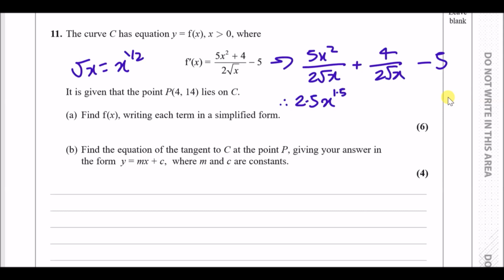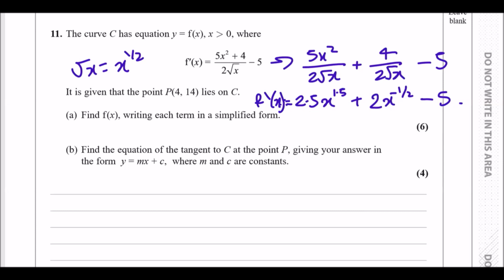Because we're using a calculator, we can use decimals. It's all good. Now plus, 4 divided by 2 is just 2. And this is again x to the power half, but because it's 1 over and you bring it to the baseline, it'll be x to the negative half, or negative 0.5. And you also have minus 5. So here we go. This is so far the equation of f prime x.